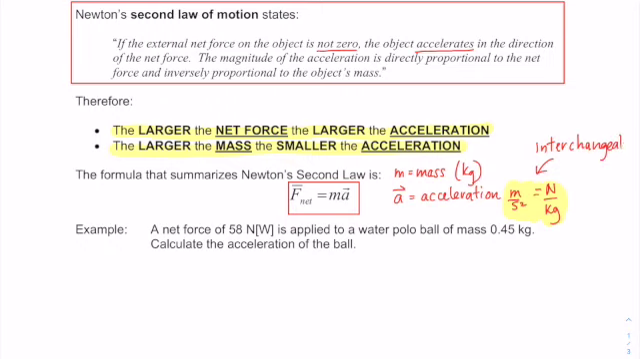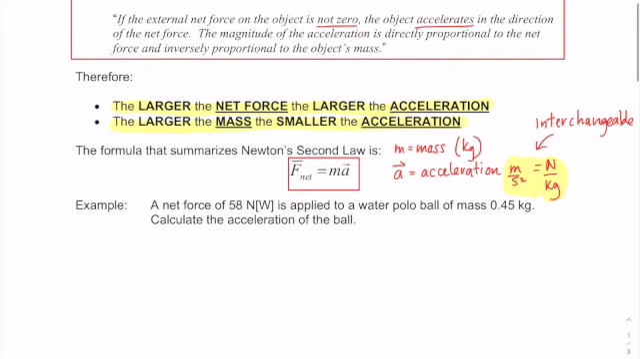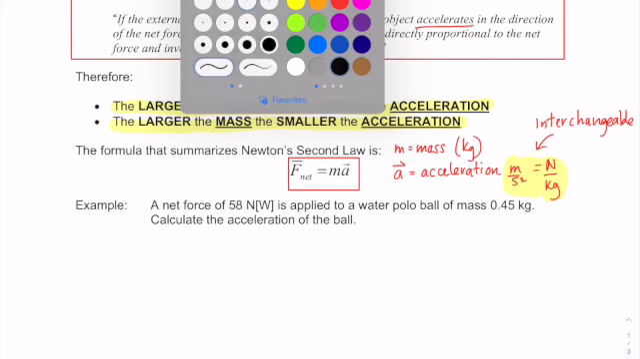Both meters per second squared and newtons per kilogram are interchangeable. For this unit, since we're dealing with forces, which are expressed in newtons, the unit newtons per kilogram is a more practical choice when describing the acceleration of an object. Let's take a look at sample problem number 1.